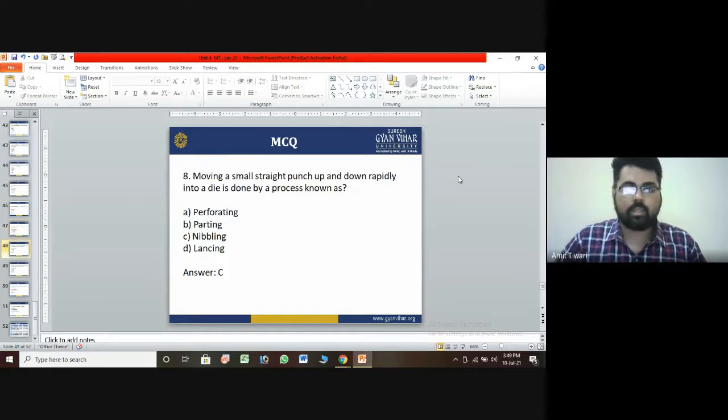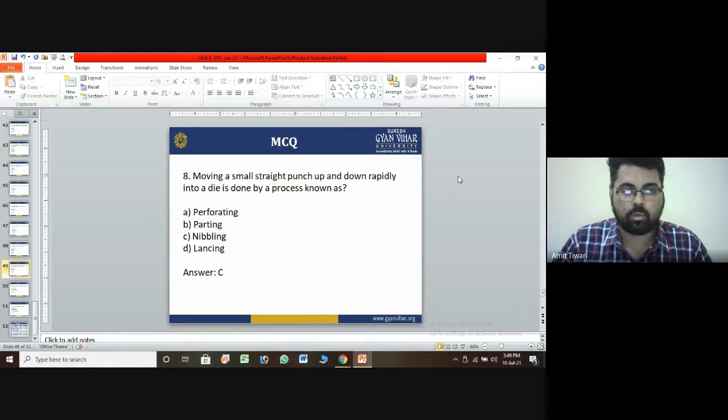Eighth question: moving a small straight punch up and down rapidly into a die is done by the process known as: the options are A, perforating, B, parting, C, nibbling, and D, lancing. The correct answer is C, nibbling. We can know that moving a small straight punch up and down rapidly into a die is done by the process known as nibbling.